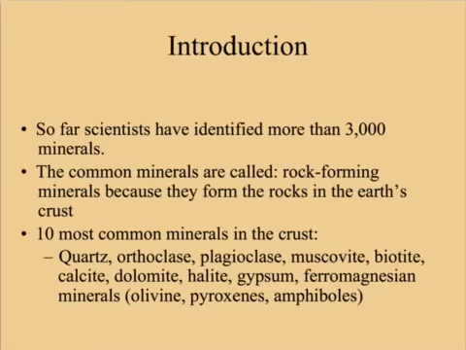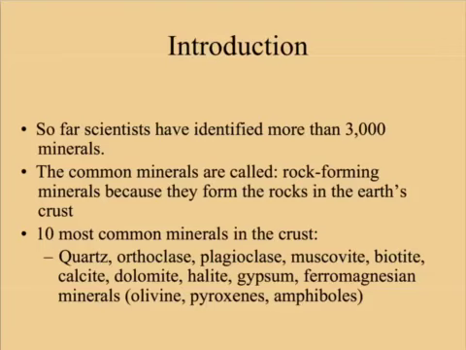So far there are about 3,000 minerals that have been identified. The most common minerals are called rock-forming minerals because they will come together and form rocks in the Earth's crust. The most common minerals in the crust are the following: quartz, orthoclase, plagioclase, muscovite, and biotite. These are silicate minerals. We also have calcite and dolomite.